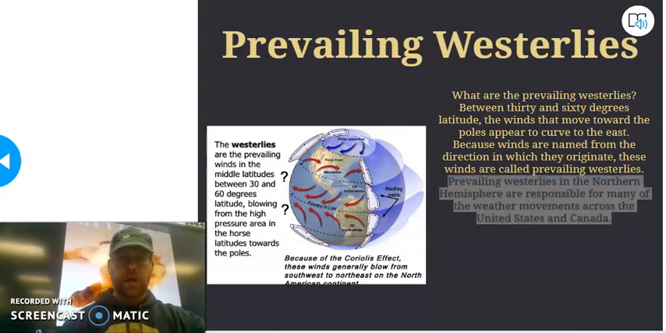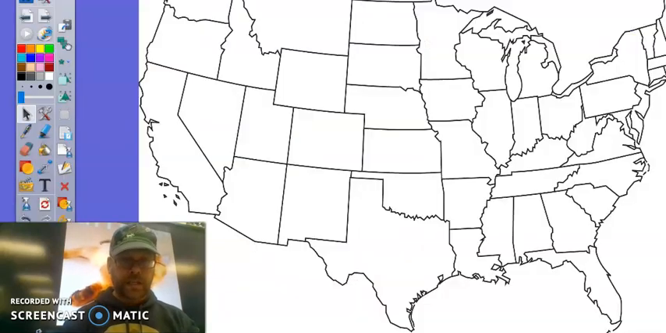So again, coming back, had to take a break there. Prevailing westerlies are what move weather across the United States and Canada, but it's the United States, that's where we live, and this is why it's important. So let's take a look at that.